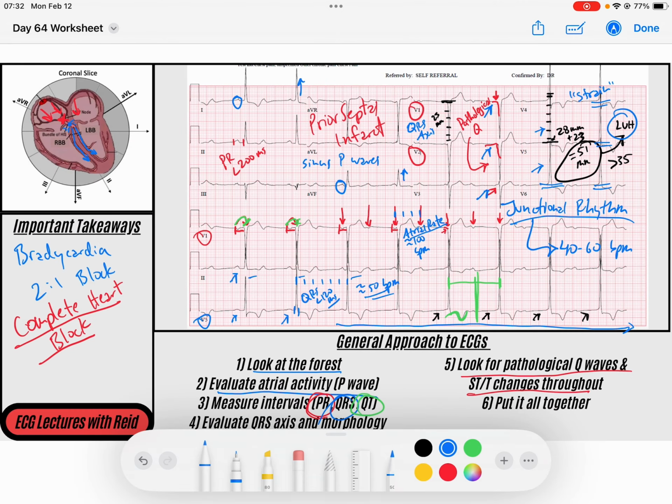So put this all together, and what do we get? We've got a sinus rhythm with a complete heart block. We have a junctional rhythm associated with that complete heart block. We've got a previous septal infarct. And we also have left ventricular hypertrophy with strain.